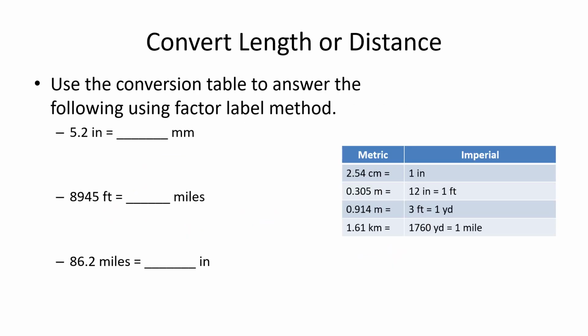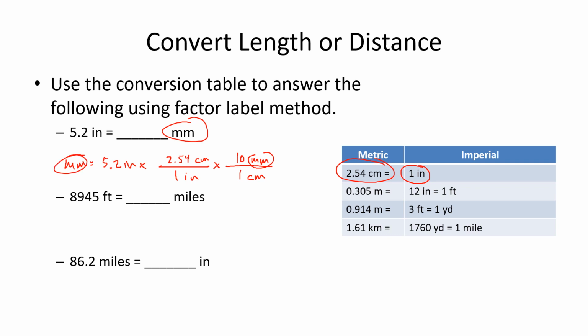Okay, so let's see if we can use our factor label method to do a few of these conversions. First of all, we're looking for millimeters, and we are given 5.2 inches. And from my chart here, I know that an inch is this many centimeters. So 1 inch equals 2.54 centimeters. And that's almost millimeters because I know in 1 centimeter there are 10 millimeters. Now the right side equals the left side. I am done. Inches cancel out, centimeters cancel out, or divide it, however you want to say it.